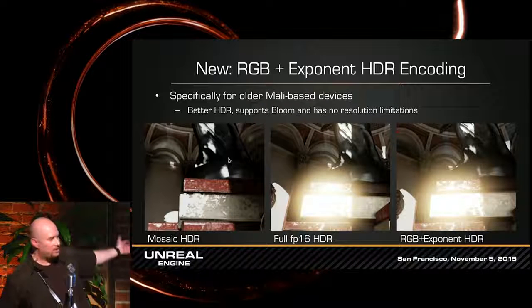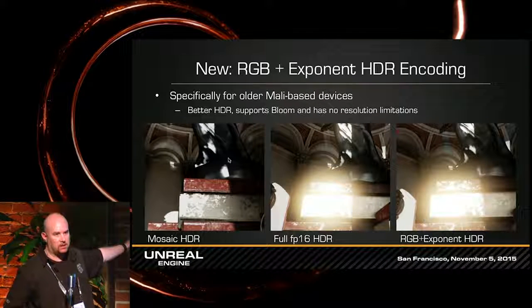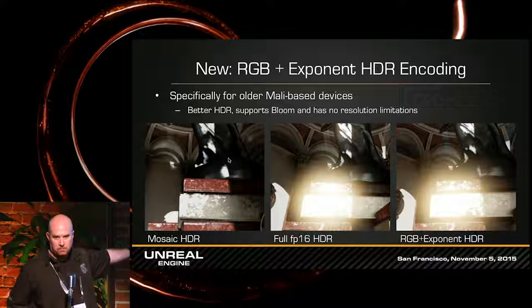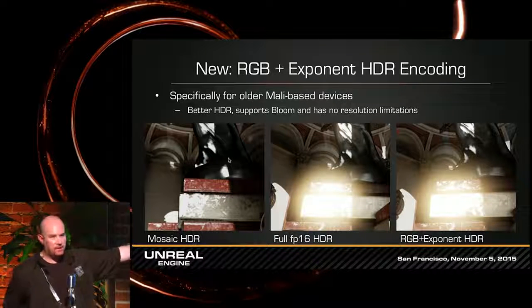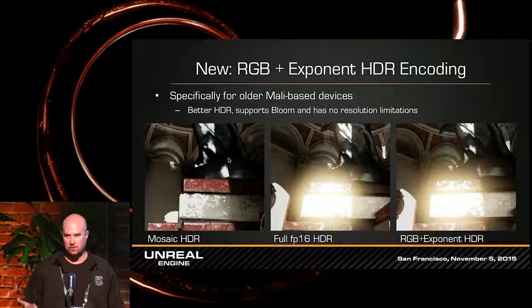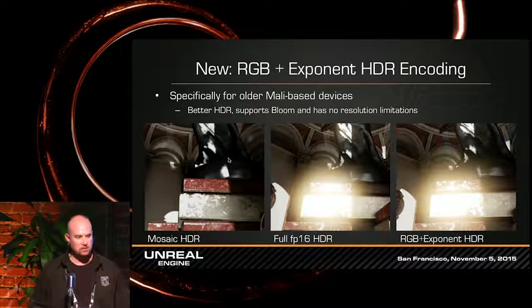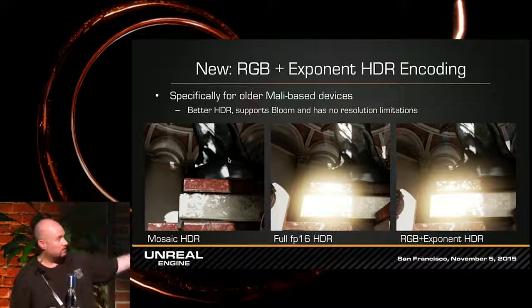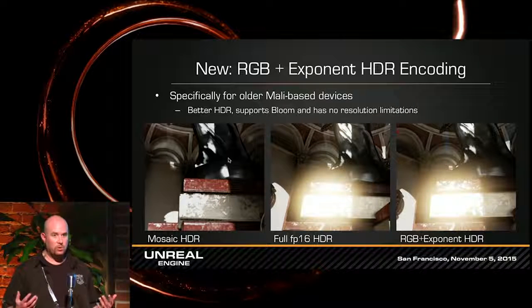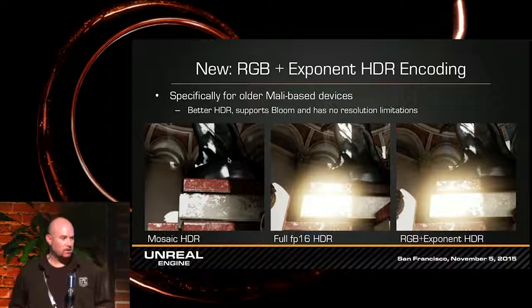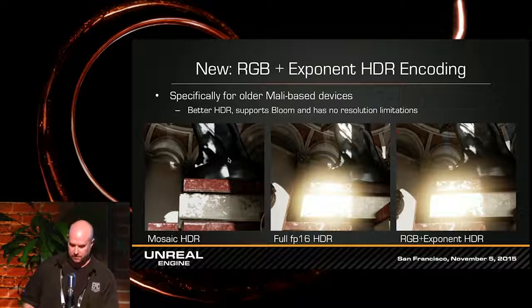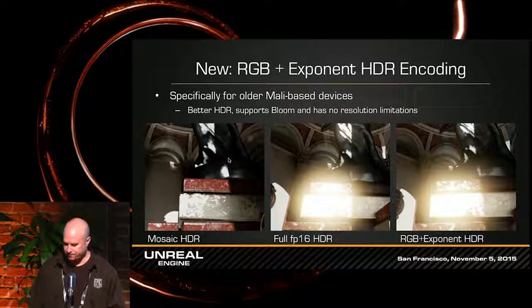On the left-hand side, you see the current compromise, the mosaic HDR, where we can't have bloom, primarily for ARM Mali GPUs. In the middle, you have how it looks on a device with a full FP16 render target, full HDR colors, where we can have bloom. And then on the far right side, you see our new encoding, where we store HDR colors in 8-bit with RGB plus an exponent encoding. So that's new, coming.